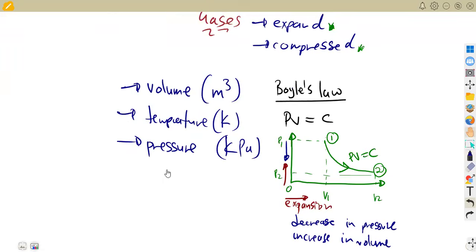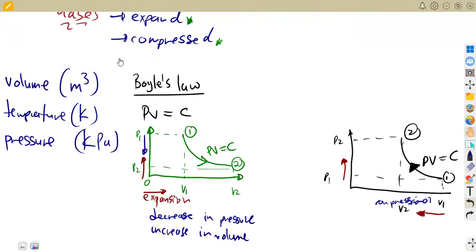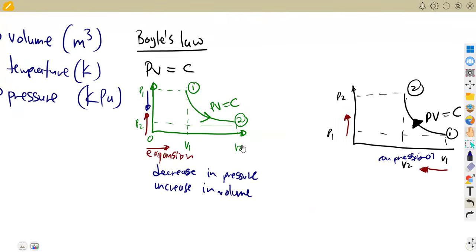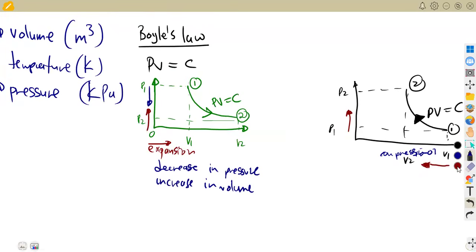What you just need is to understand that these can be related. PV is equal to C under Boyle's law. What does it mean? It means that at point 1, I've got pressure and volume there. At point 2, I've got pressure and volume there, which is equal, and so on. So that is the idea that we have, which is equal to a constant.